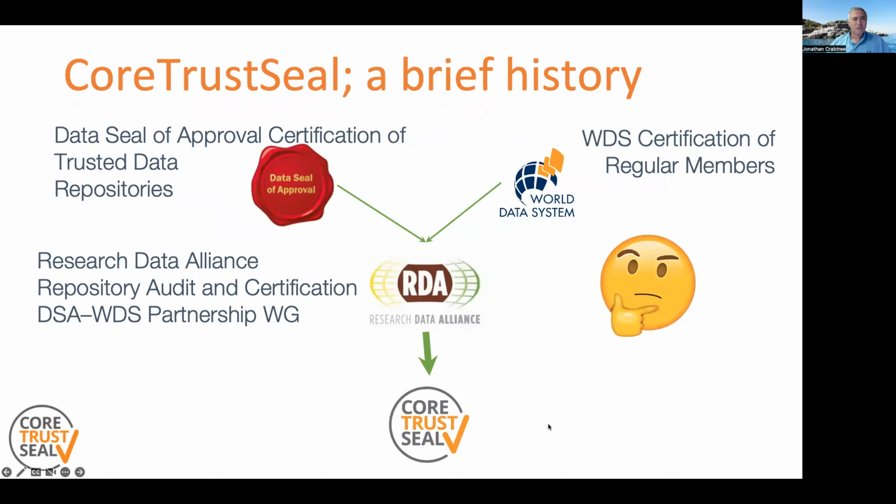So a little bit of brief history. The CoreTrustSeal grew out of an RDA working group on audit and certification. And it took two groups of folks that were working on seal approvals and certification systems, the Data Seal of Approval on one side and the World Data System on the other. They came together to create a joint core system called the CoreTrustSeal.